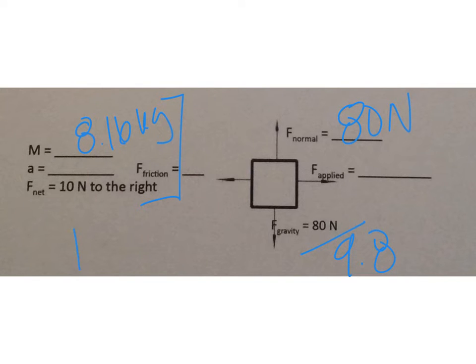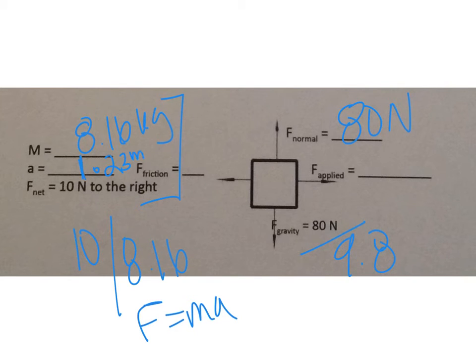And then you can use these three things again to find your acceleration. So you're going to take 10 newtons, divide that by 8.16. We're using that F equals ma formula to do this, by the way. And that's going to give you an acceleration of your object of 1.23 meters per second squared. And that is going to the right.